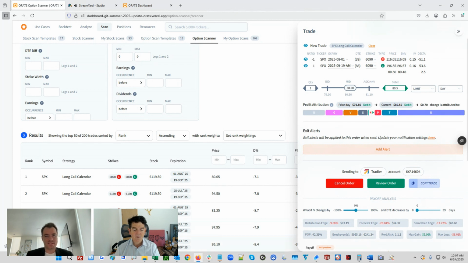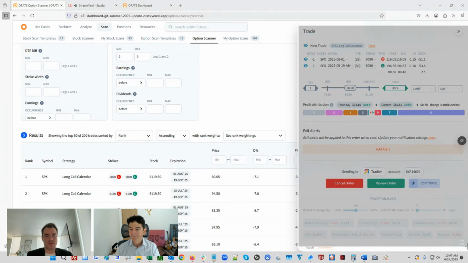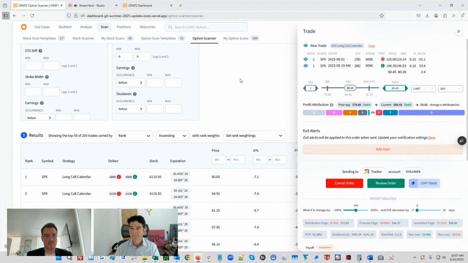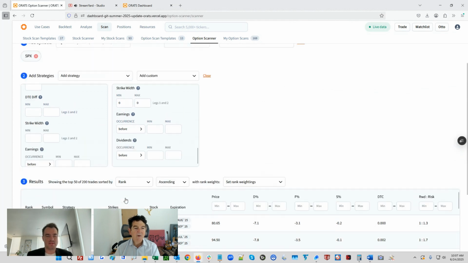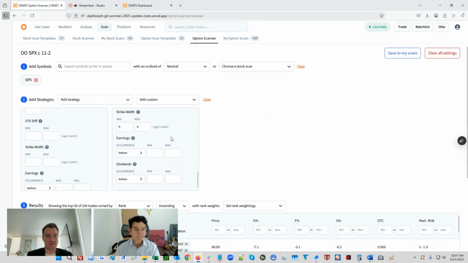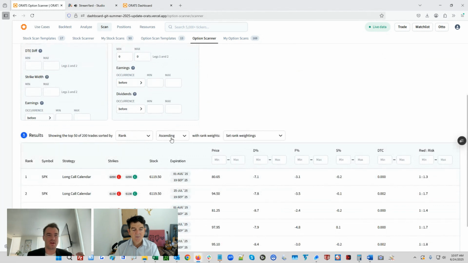Yeah, it's interesting. The DTE diff and strike width. We get a lot of questions on that. People are asking what to set it to and all that. Right. So yeah, it's good to get those things right. If your strategy is not looking the way you like, the results aren't looking the way you think they should look, it probably has to do with the leg relationships.